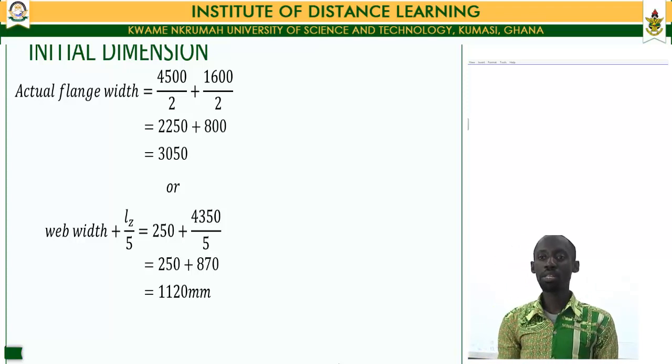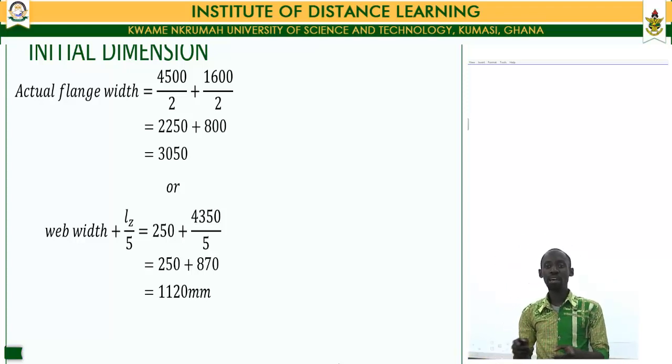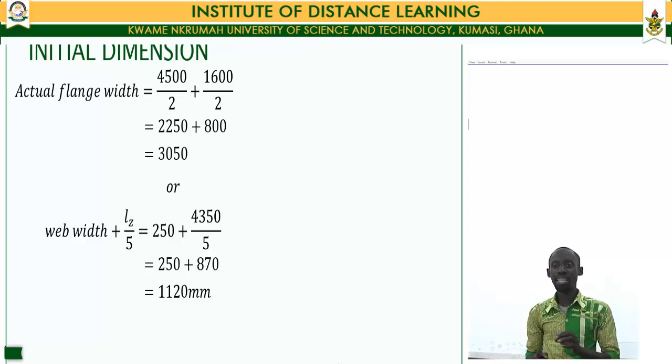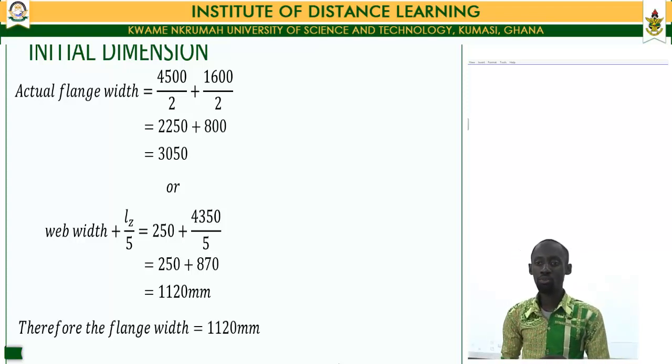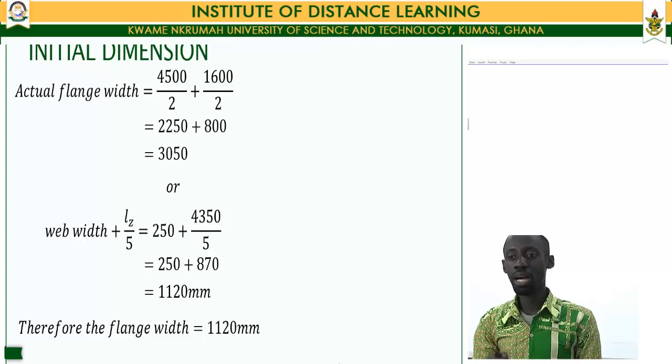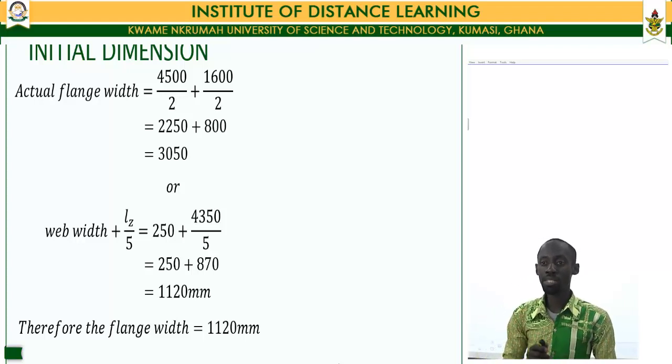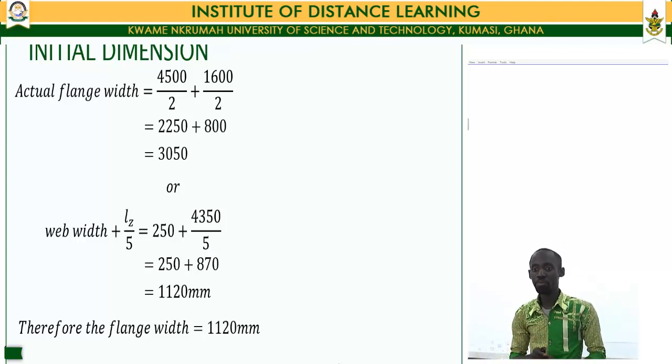1,120. Now, according to the BS code, whichever method is used, the one that gives the least value should be used as the flange width, in which case the 1,120 now becomes the flange width for our beam.